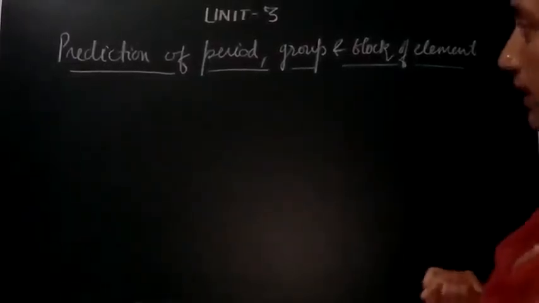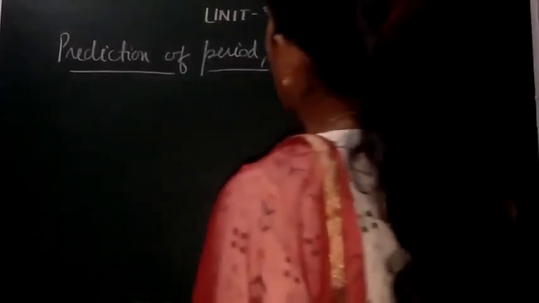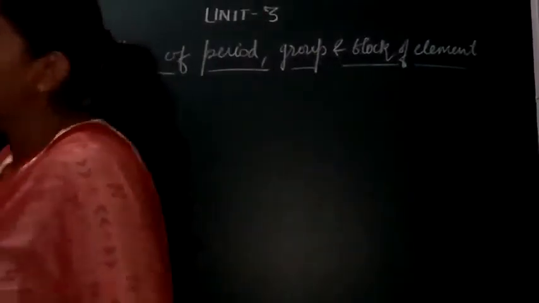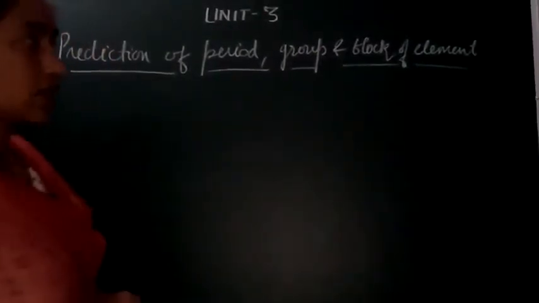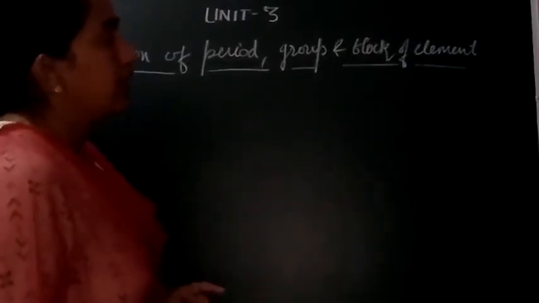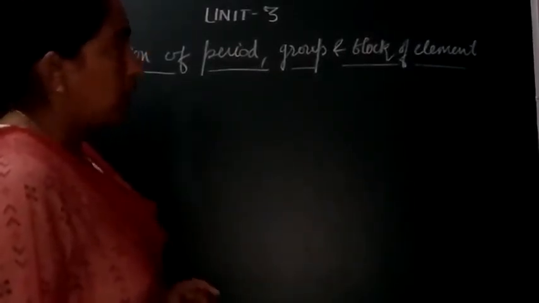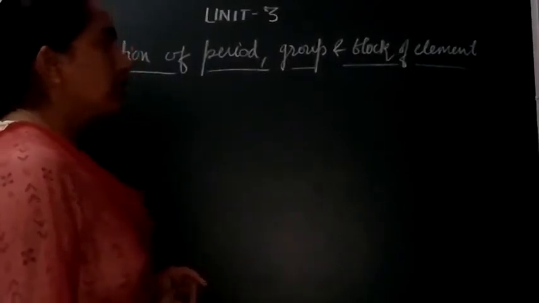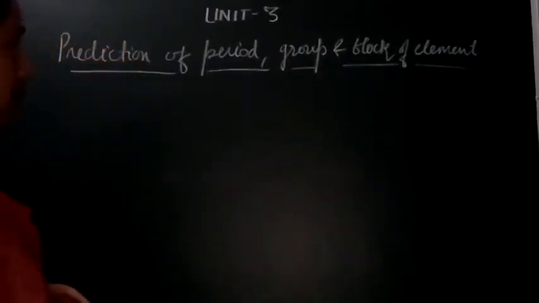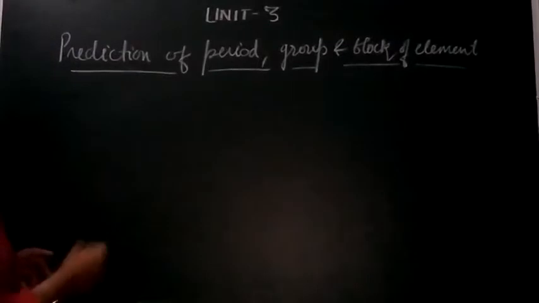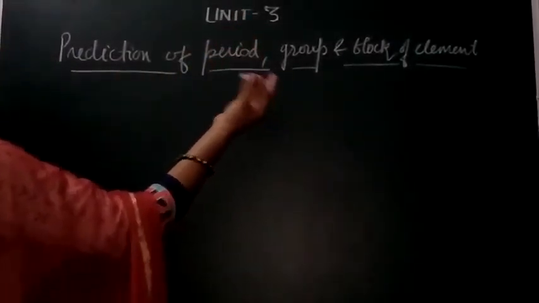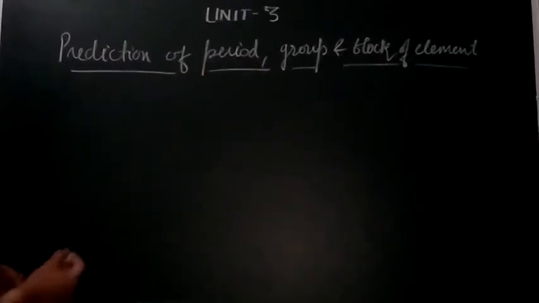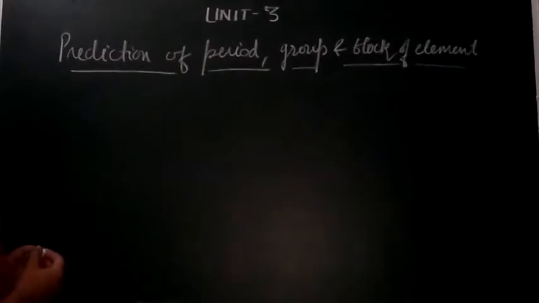Students, the next topic is to predict the position of the element in the periodic table. When we are predicting the position, for that we need to identify the block, then the group, and the period of the element in the periodic table. Whenever we are predicting the period, group, and block of the element, the first step is to write down the correct electronic configuration.